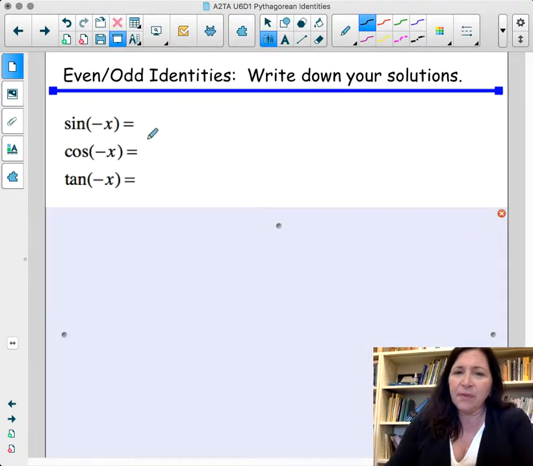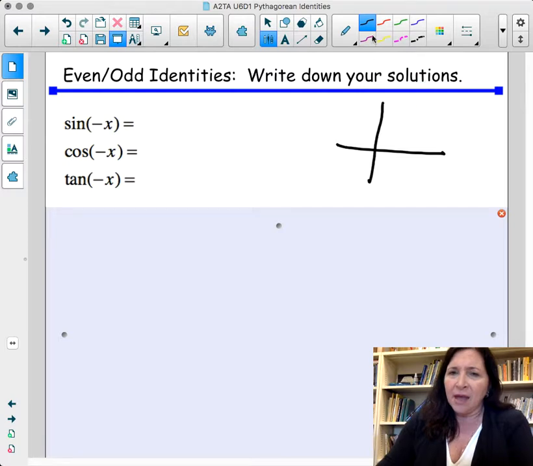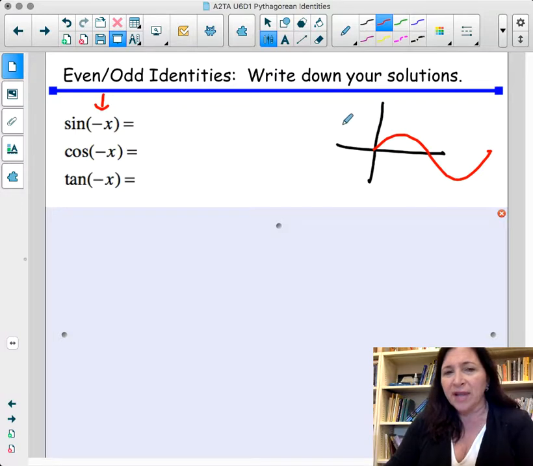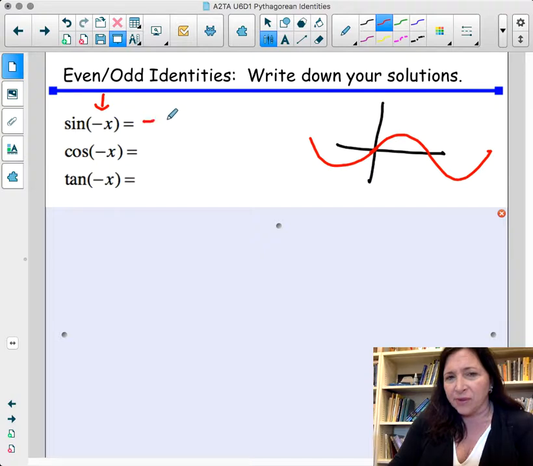So we have some even and odd identities. For these, if you were to draw a graph of a sine wave, it starts at 0, ends at 0, goes like this. But the negative in front of the x means that you are going to reflect that across the y-axis. If you were to reflect this across the y-axis, this being a continuous function, over here is negative. This value is going to be negative sine x.